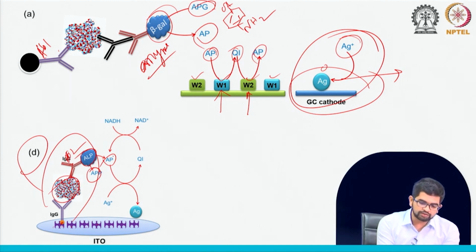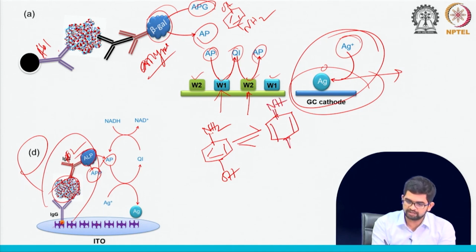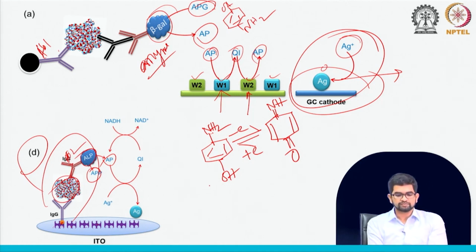Now, as I told, this one, AP aminophenol, NH2 OH, can easily form quinonimine, right. It can just release the electron and form this. If you give the electron, then it will form this, right. So, this way it will actually participate in the redox cycling reaction.